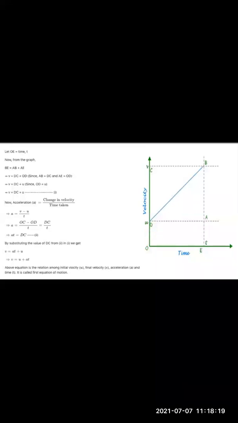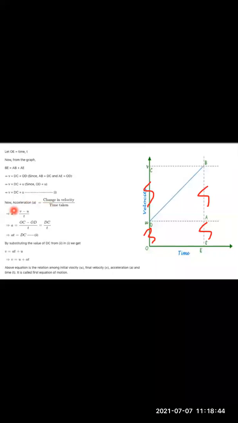हम लोगों ने क्या किया है यहाँ पे AB की जगह पे DC यहाँ पे सब्स्टिट्यूट किया और AE की जगह पे OD सब्स्टिट्यूट किया because they are of same length. Now we move on further. Now I get v equals DC plus u.